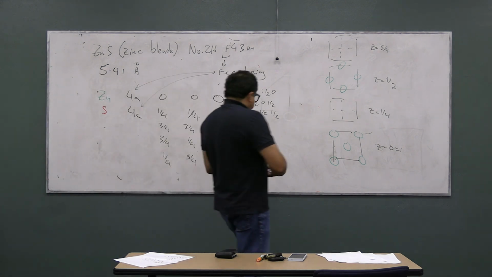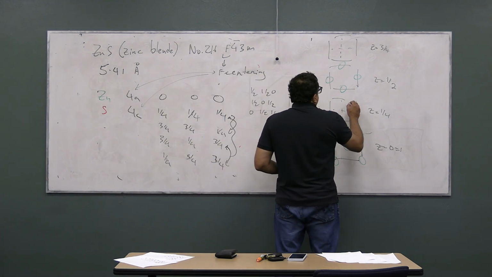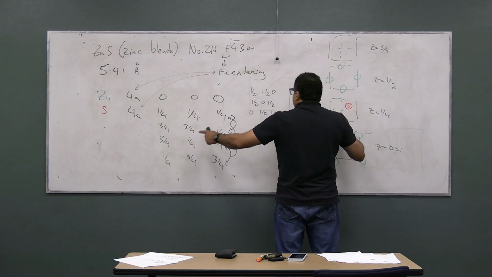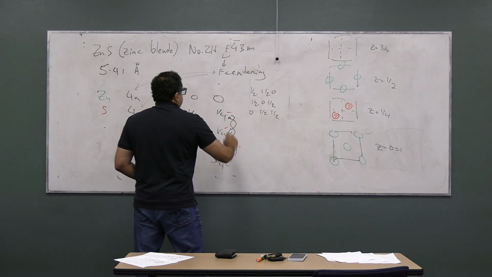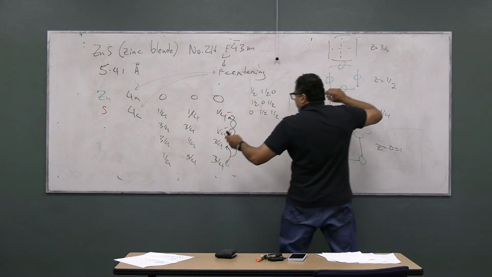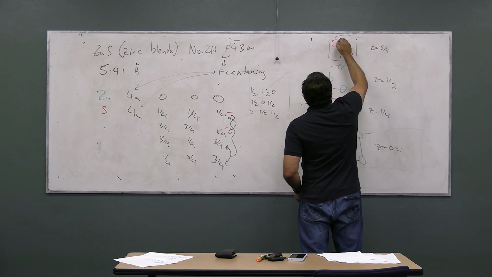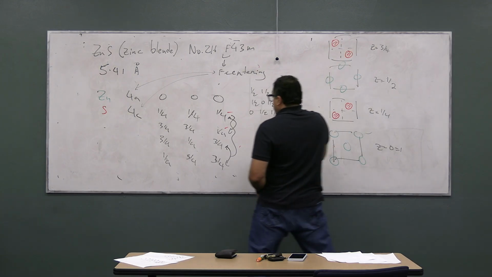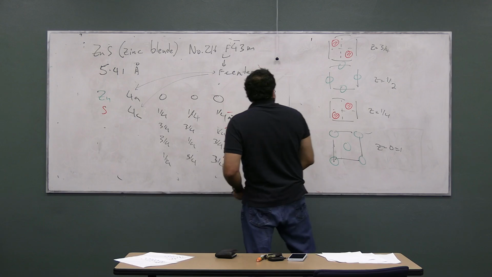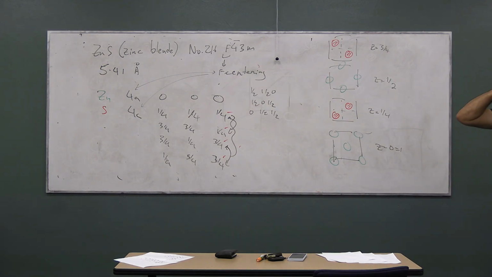Let's put the sulfurs in. 1/4, 1/4, 1/4 is here. 3/4, 3/4, 1/4 is there. So check that. And then we have 3/4, 1/4, 3/4, and 1/4, 3/4, 3/4. So 3/4, check that and check that. That is the crystal structure of zinc blende.